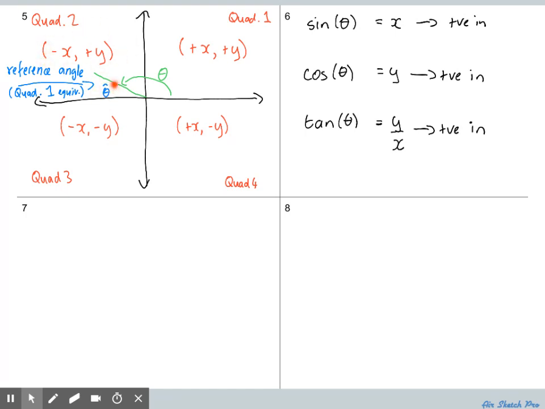Okay, so the reference angle tells me what the value is, and the size of the angle and which quadrant it rests in tells me what the sign of the value is. So let's have a look at that.